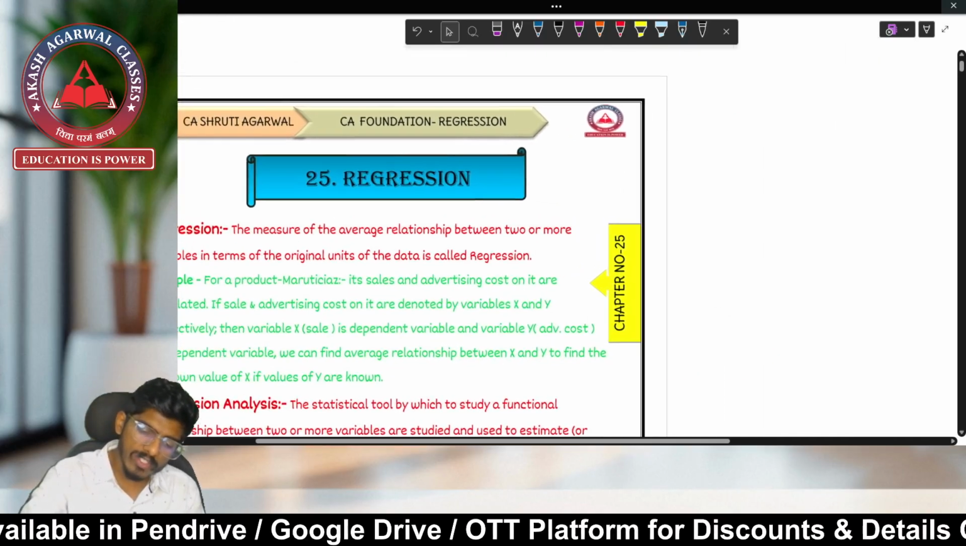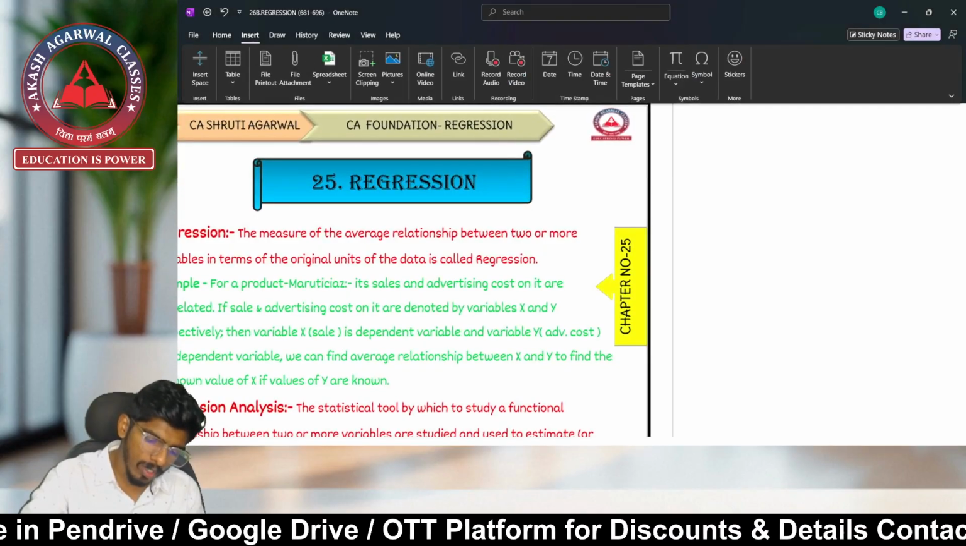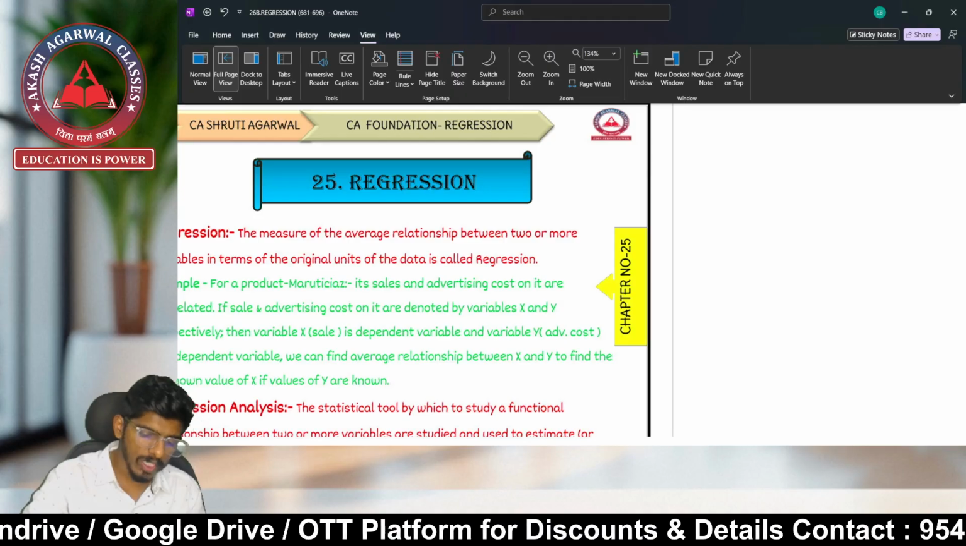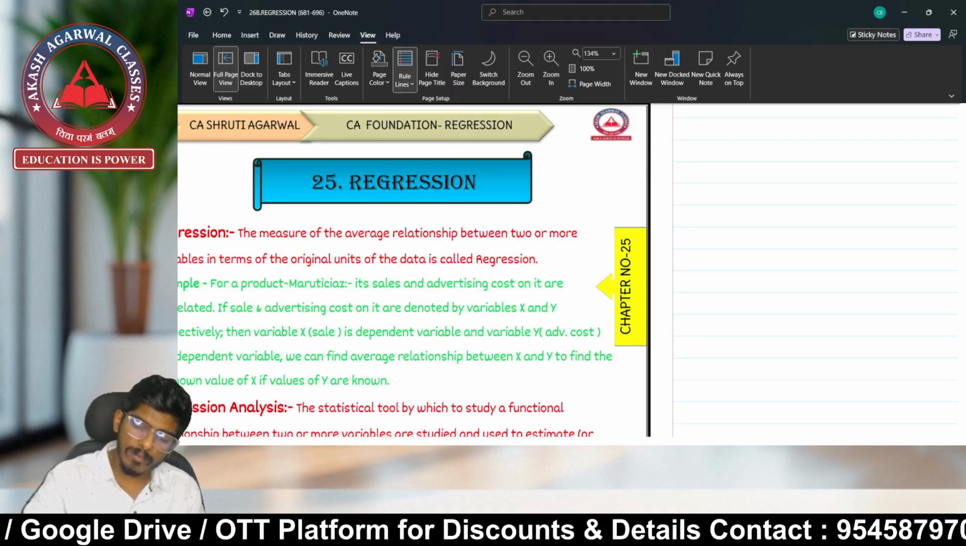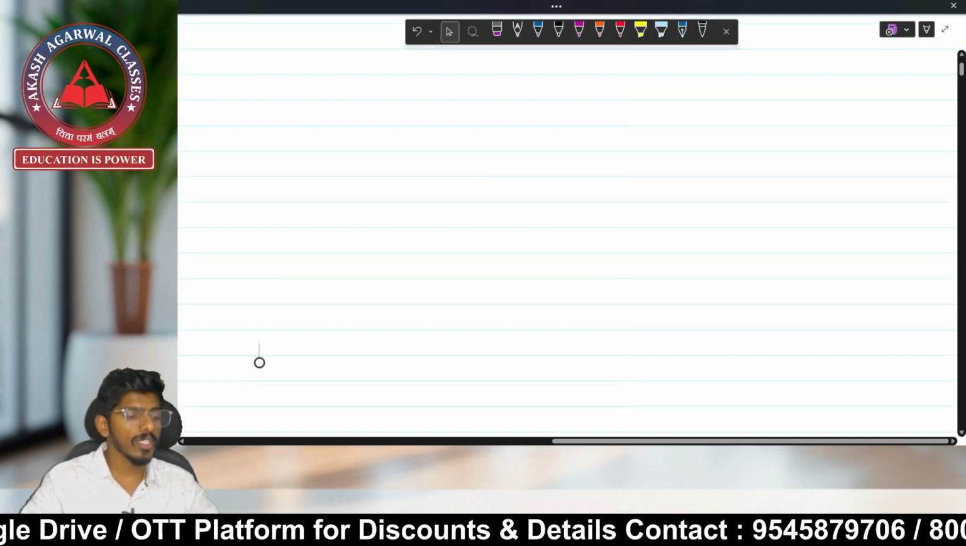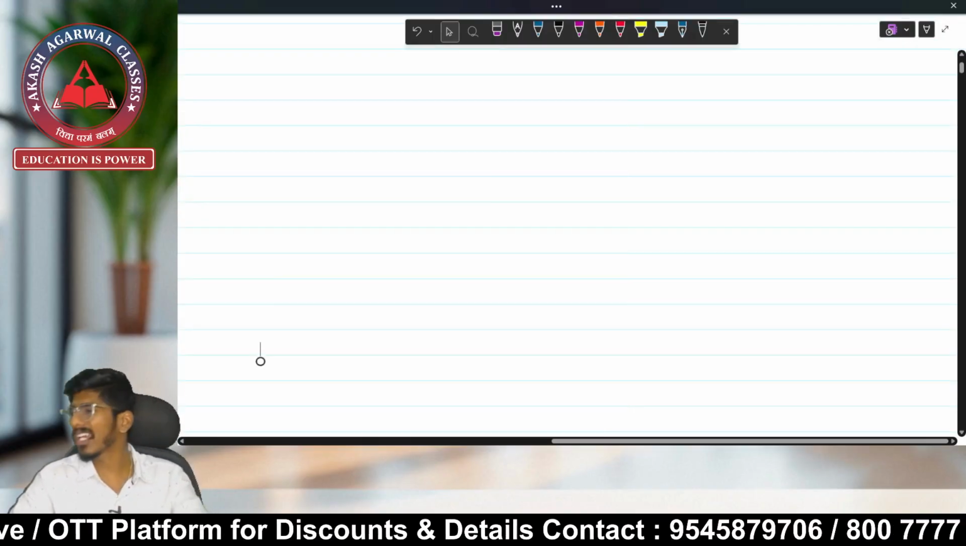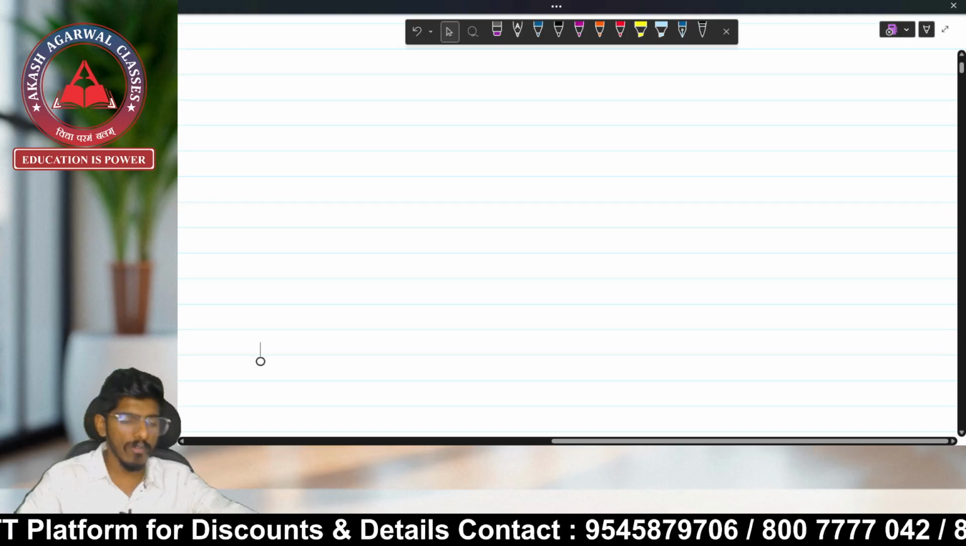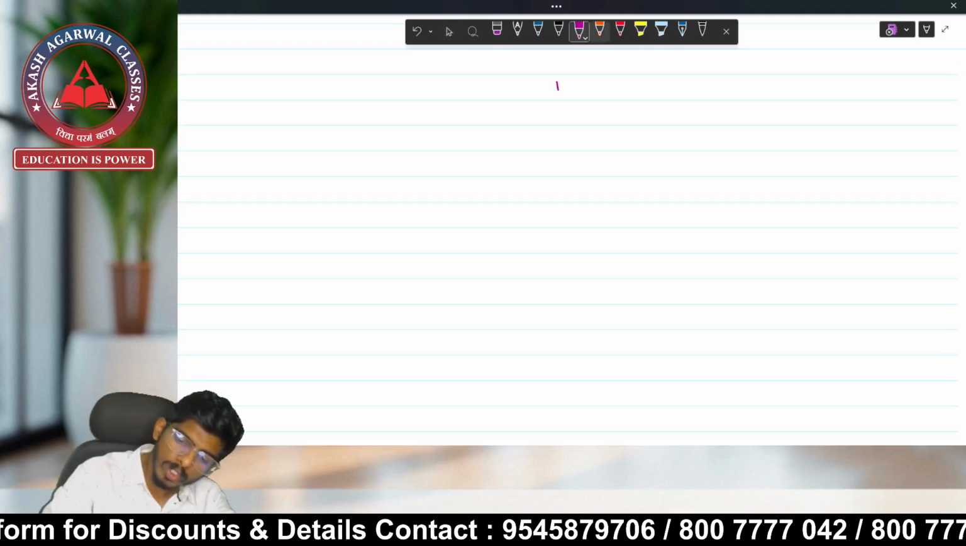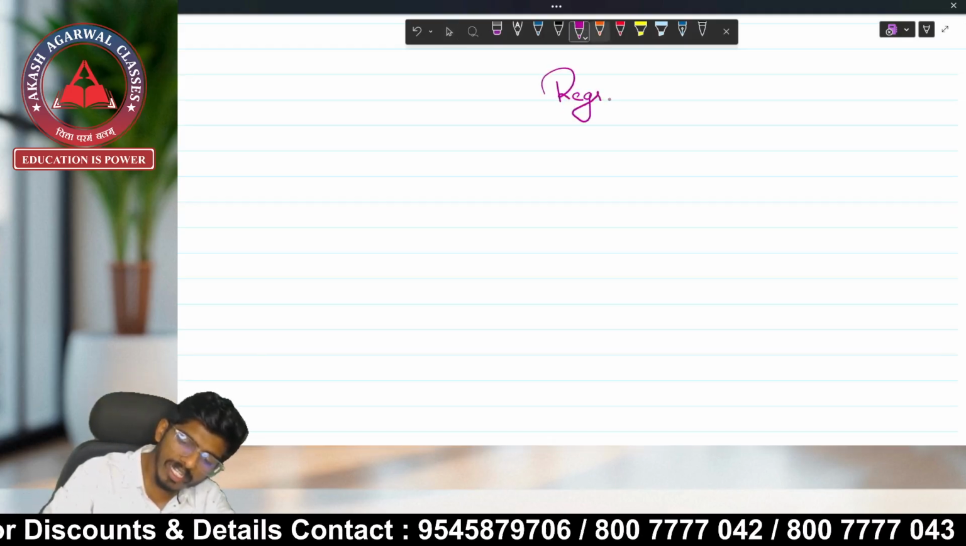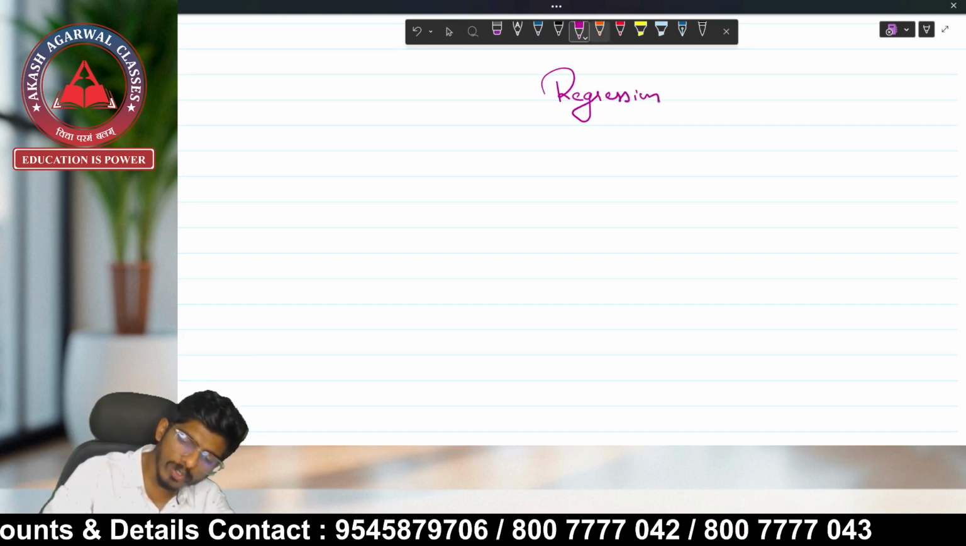So in today's chapter, we are going to study what regression is, what the types are, what the ways are by which we can solve the chapter over here, and what the equations are and everything that we need to study. So here, when I study about regression, everybody is going to write with me.